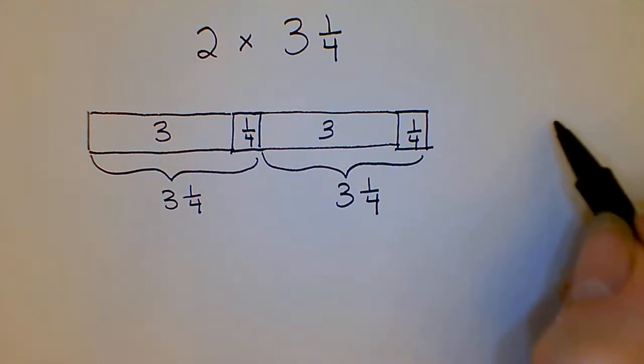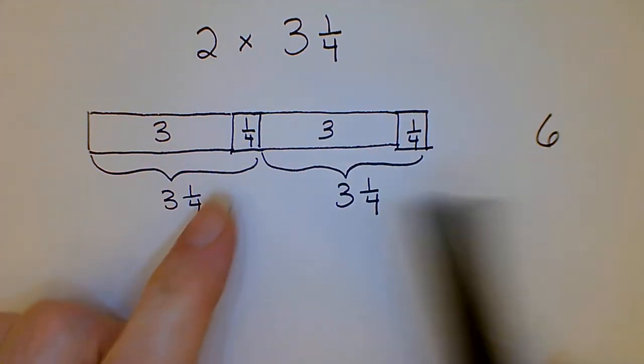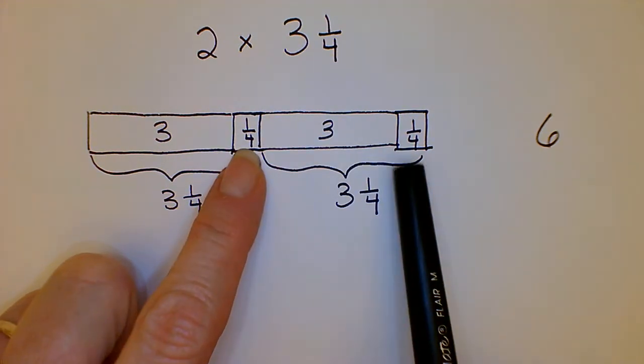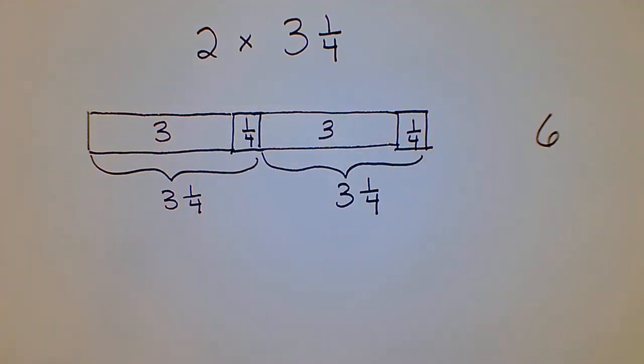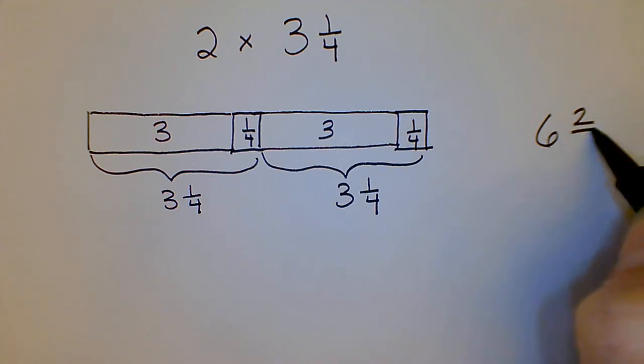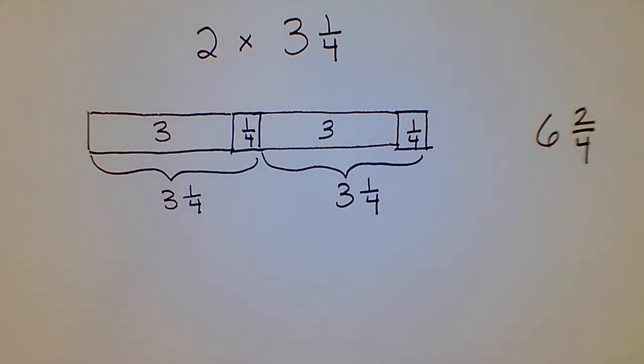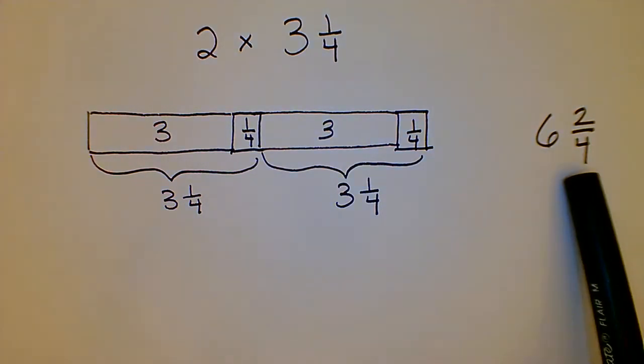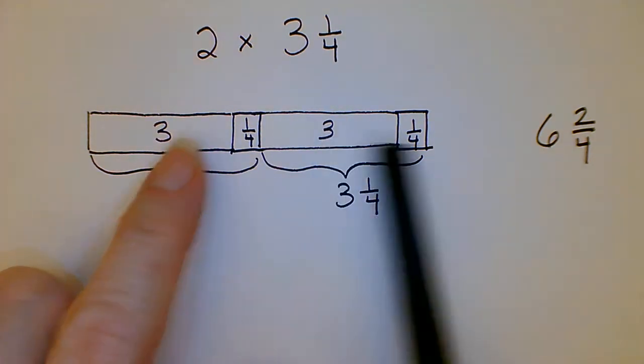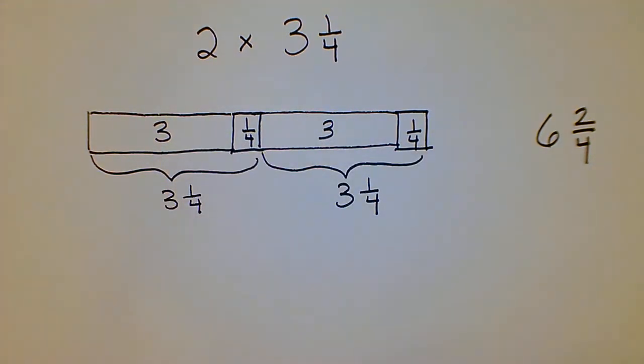So let's write that. And then I can add my 2 fractions. 1/4 plus 1/4 is 2/4. So let's go ahead and write that. So what we are showing here is that we have 6 and 2/4 by combining our whole numbers and then combining our fractions.